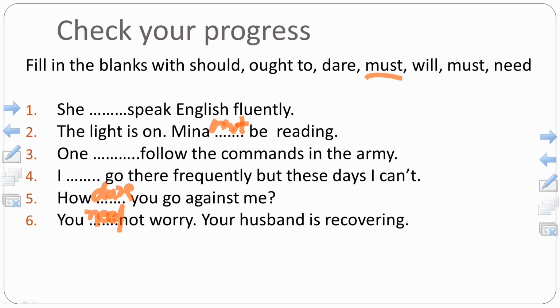Then, I used to go to. Here the answer: I ought to go there frequently, but these days I can't. Like here the answer will be I used to go to. Here that is not given, but the answer will be used. Okay, one should follow the commands in the army. And she can. It shows capability.